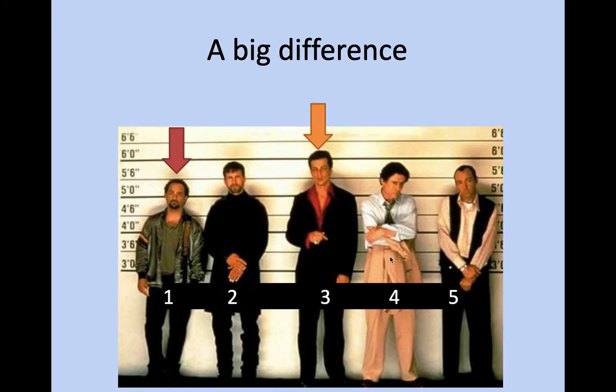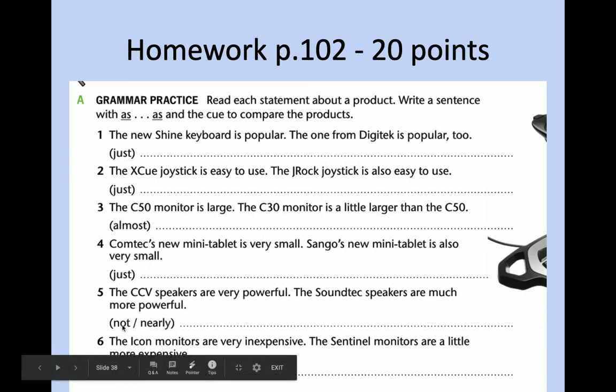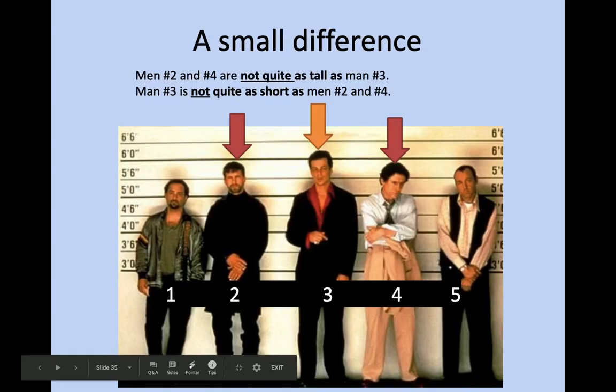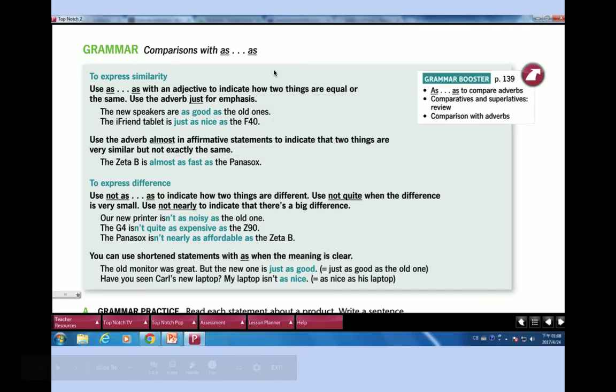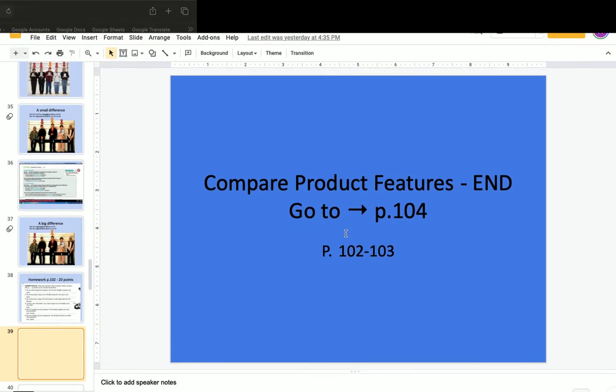Okay, so here's some practice. Read each statement about a product, and write the sentence with as and the cue to compare the products. So here's the cue, right? This one we're going to use almost, just, 5 is not nearly, and 6 is not quite. So look above in the grammar box. Use this as a model to help you. That's the end of this video section.